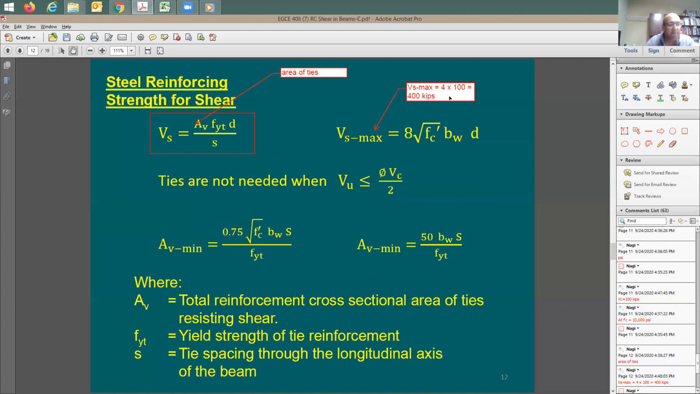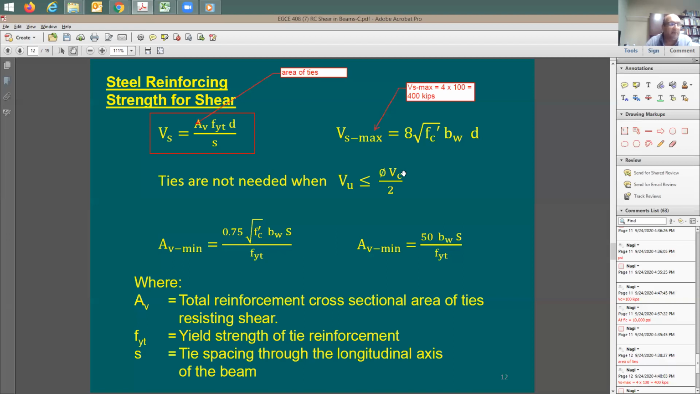So okay, makes sense. Yeah, there should be a limit. So in your analysis, you're just going to run the equation and say this is going to be the VS max. Don't go beyond that. Otherwise, people are going to be dumping lots of steel for the ties, and the concrete performance is going to be poor because you need to have concrete and steel, right? Also, they say you don't really need to provide any ties when the demand is less than 1/2 of the strength of the concrete.